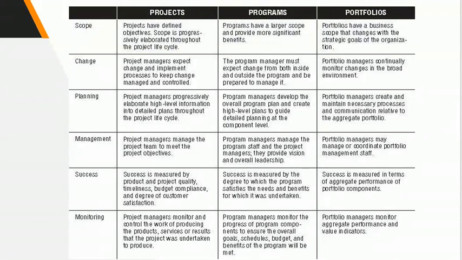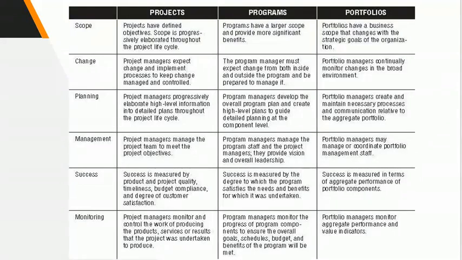Moving to planning, when we are talking about the relationship between planning of projects, programs and portfolios, the project managers have to work from high level information into a detailed plan throughout the project life cycle. So they have to plan for each of the processes in the life cycle. When we are talking about planning in programs, programs are managed using high level plans that track the interdependencies and progress of the program components. Portfolio is similar: project portfolio managers create and maintain necessary processes and communication relative to the aggregate portfolio.